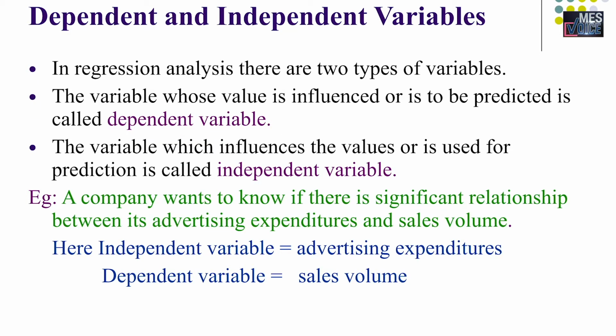In regression analysis, we have two variables, that is, dependent and independent variables. The variable whose value is influenced or is to be predicted is called the dependent variable. The variable which influences the values or is used for prediction is called the independent variable. For example, a company wants to know if there is a significant relationship between its advertising expenditures and sales volume. Here, independent variable is advertising expenditures, dependent variable is sales volume.